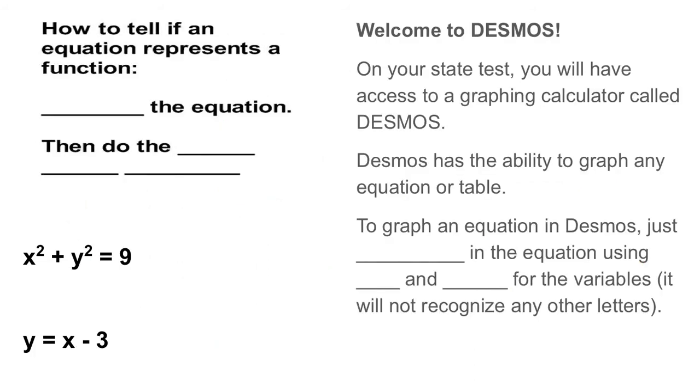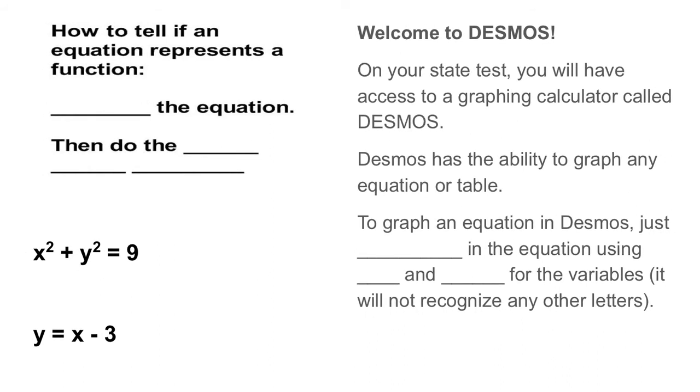And then we've got to be able to look at an equation to tell if it's a function. So if you're going to look to see if an equation is a function, I just want you to graph it and then do the vertical line test. That's your easiest option.